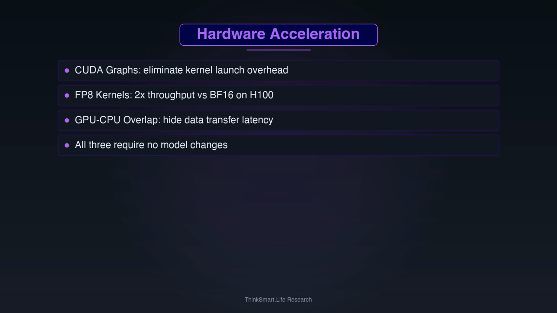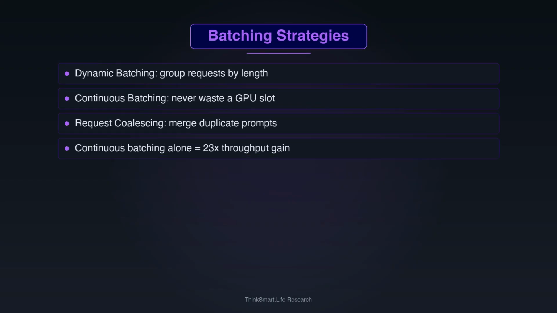KV cache quantization complements PagedAttention by reducing the memory footprint of stored keys and values. Storing them in INT8 instead of FP16 halves the memory usage. INT4 reduces it by 4 times. For a 70 billion parameter model serving 100 concurrent requests, this can mean the difference between fitting on 2 GPUs versus 4. On the hardware side, CUDA graphs are a near-free optimization that every production deployment should enable.